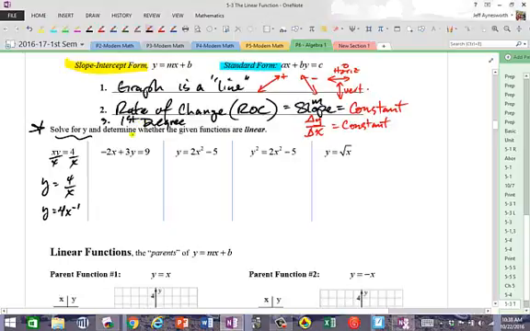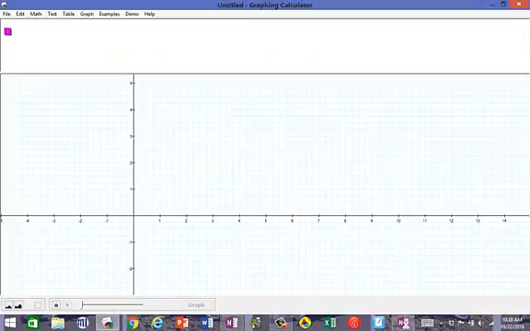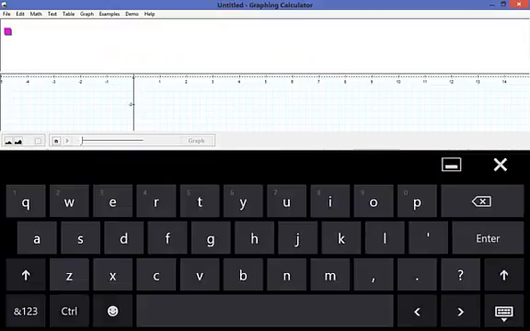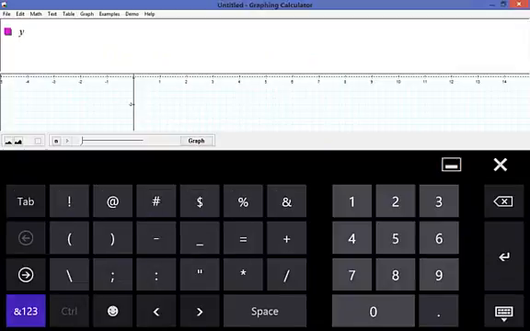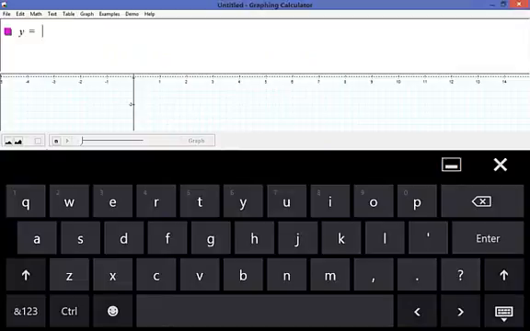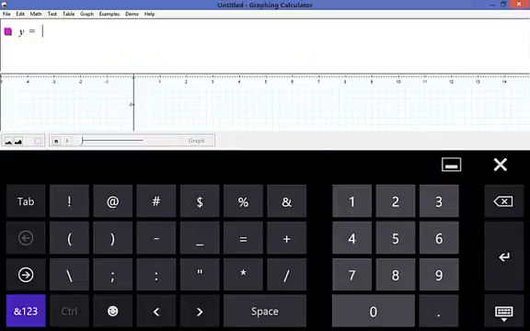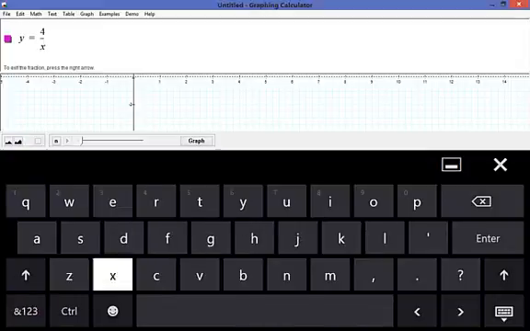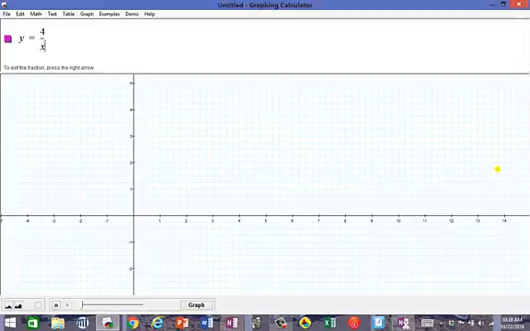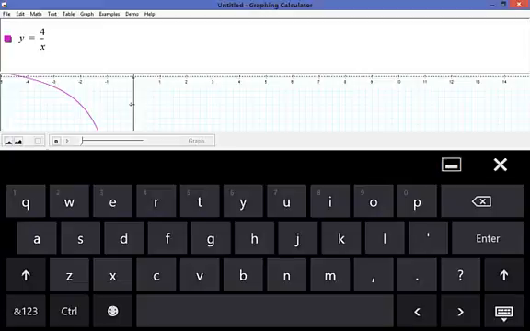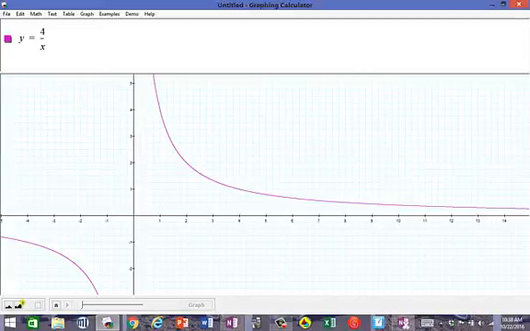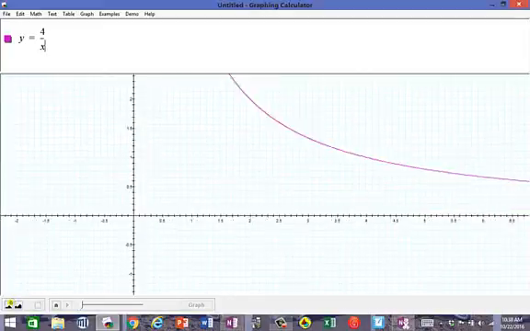I want to show you that too, by the way. So y equals 4 divided by x. Let me display the graph. This is a cool program here, so I'm going to show you what the graph looks like. Y equals 4 divided by x. All right, let's graph this line. And look at the line right here. Look, it's a curve, okay?